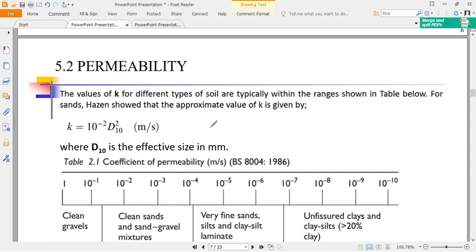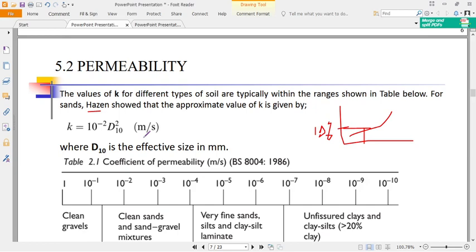For sand, the approximate value of K is given by this equation, where remember this is the effective size. Is that okay? Remember, on the plot, at the percentage passing, you come to where 10% is, you plot, then you come down here. So this will be in millimeters. That will be the effective size, D10.